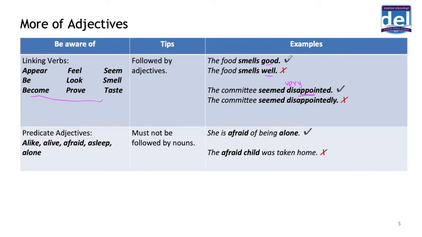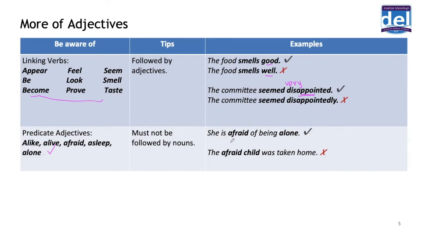And the other thing that you should be aware of is predicate adjectives. Earlier, we learned that adjectives can be placed before a noun, right? For example, beautiful girl. So the adjective comes before the noun. But with these predicate adjectives, they must not be followed by nouns. You may use these predicate adjectives after linking verbs, like appear, be, seem, was, were, and the others, yeah?